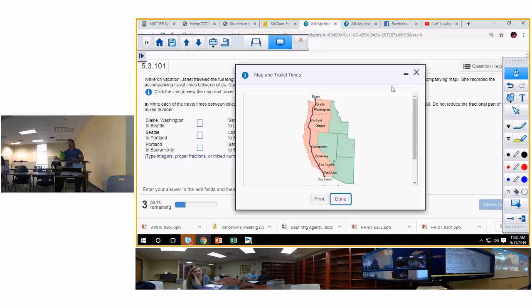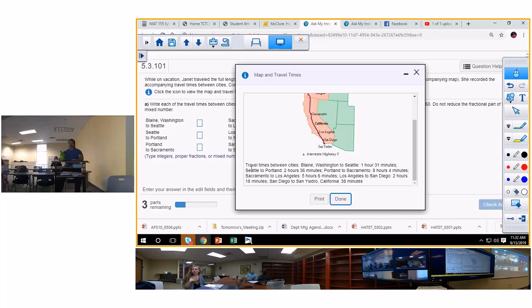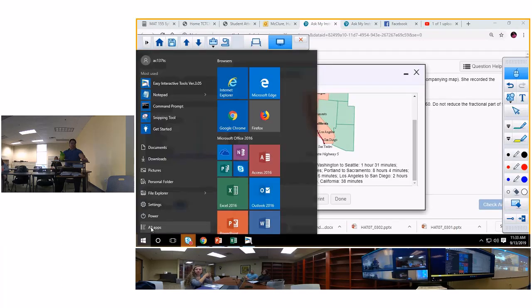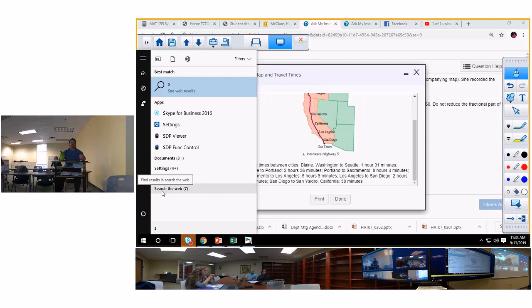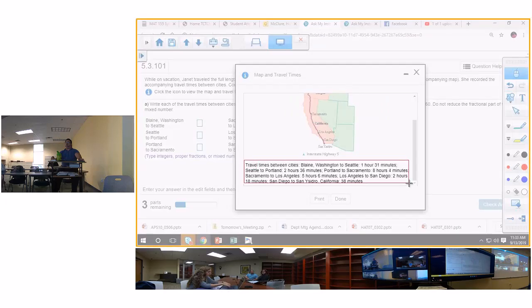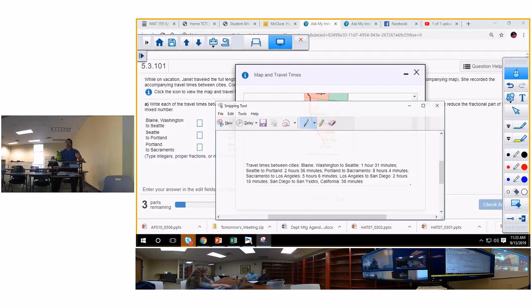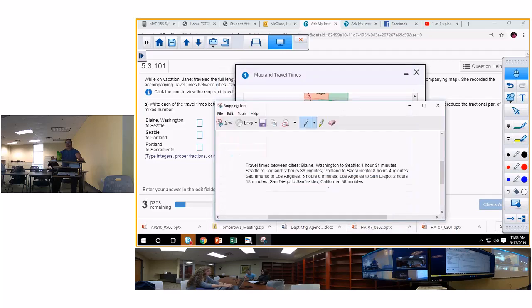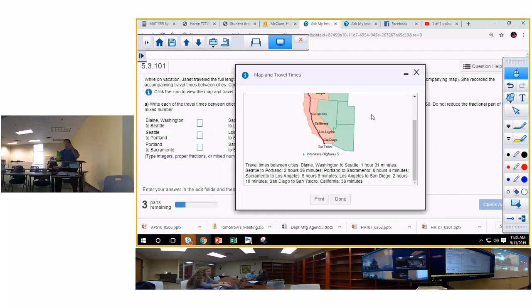Okay, so I want you to kind of draw a picture of this. I can't make it any bigger. So, here's the information that you need. Yeah, let's just do this. Let me, hold on a second. I'm going to snip this. There we go. It's not going to let me insert it because it's transparency. So you're going to have to write it down.